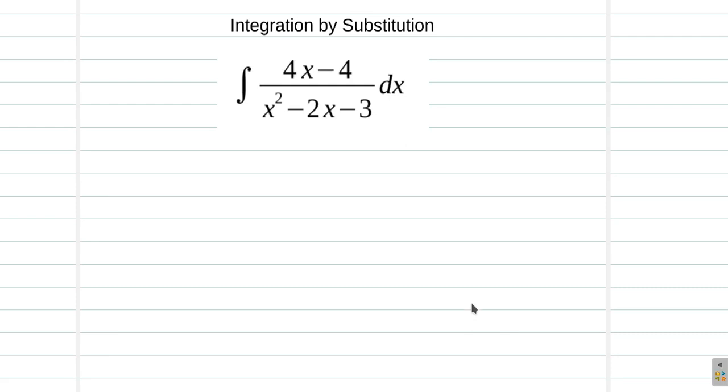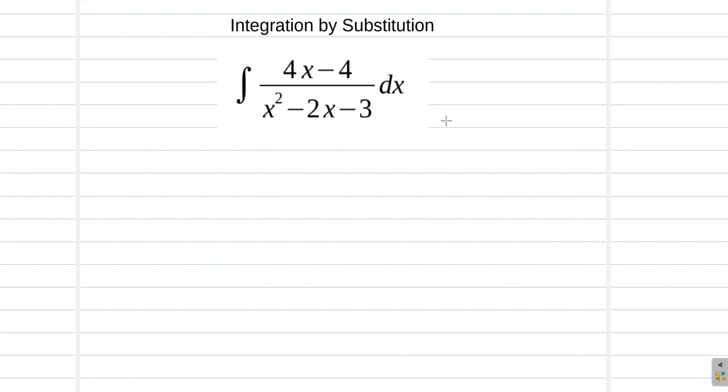Integration by substitution. This is a question that I will ask you to do as homework. I'm not going to do it, but I'm going to do a question somewhat similar to it.